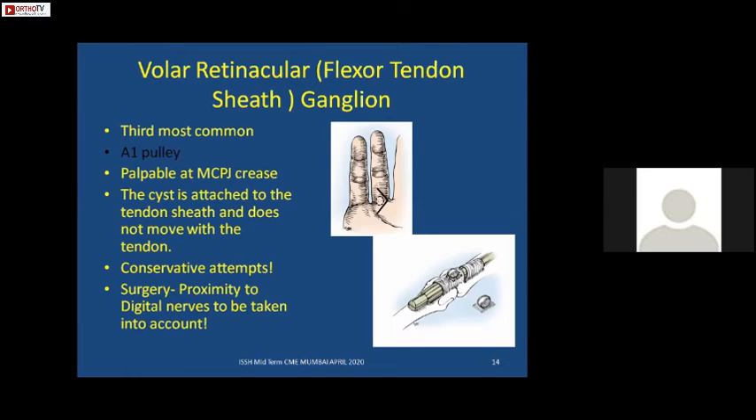Coming to the third common type, a volar retinacular flexor tendon sheath ganglion. It mimics trigger finger. It arises from the A1 pulley and is usually palpable at the MCP crease. Cyst is attached to the tendon sheath and it doesn't move along with the tendon. That is very important. Conservative attempts are a must before advocating any surgery. Because in surgery, there are critical structures like both the neurovascular bundles adjacent, and those are to be looked for.